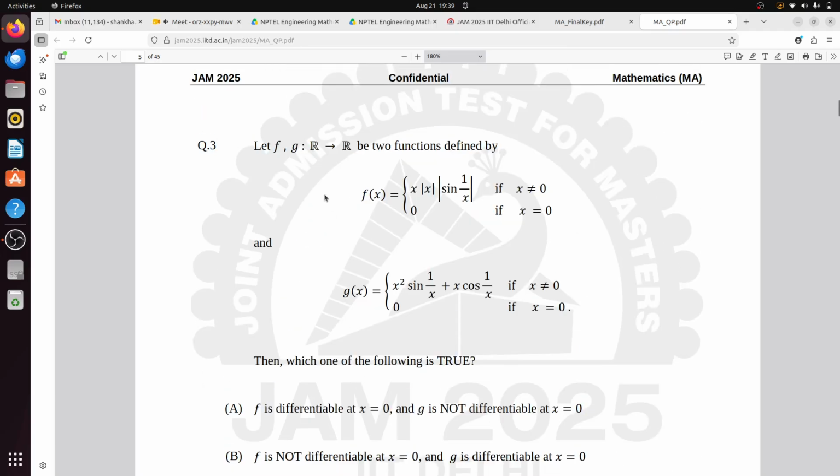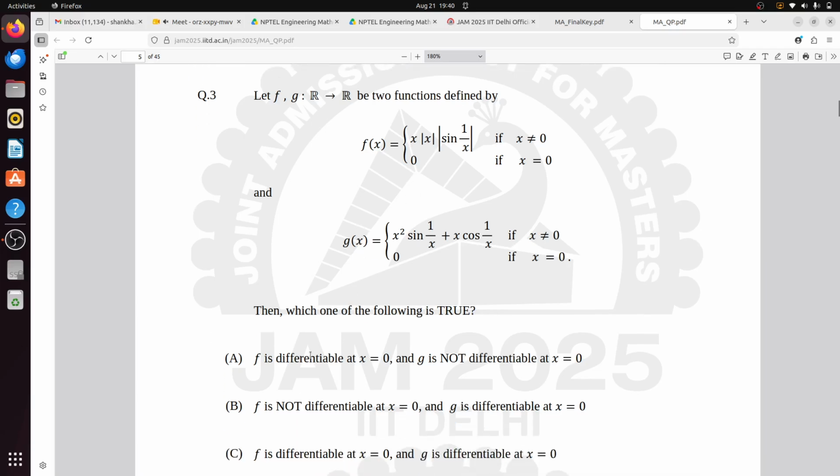Now this one. Let f, g: R to R be two defined functions. f(x) = x|sin(1/x)|, and this is 0 at 0. Is it differentiable? Take h greater than 0. First and foremost, g is not differentiable. So for f, the quotient will be |h| times sin(1/h) over h, so that will be sin(1/h). Yes, f is differentiable but g is not differentiable. 3 is also A.